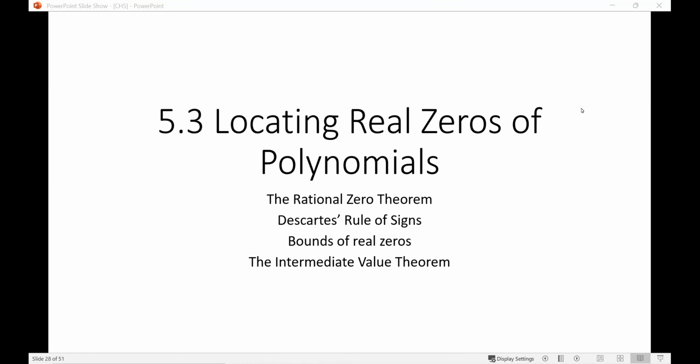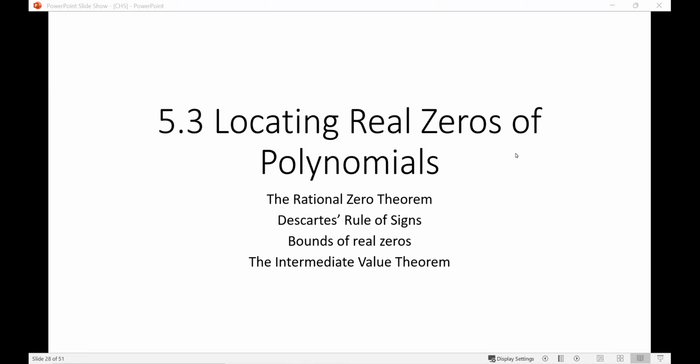So in this video, we're going to cover section 5.3, which is locating the real zeros of our polynomials. In quadratics, we could almost factor all of our quadratics, but in these higher degree polynomials, there aren't so many direct ways to factor, and a little of it ends up being guess and check. But we have a handful of tools to help us figure out where our real zeros are.